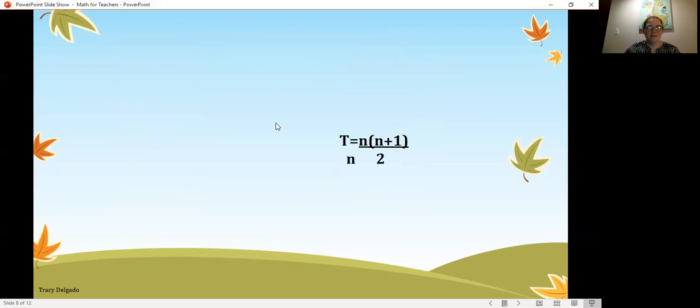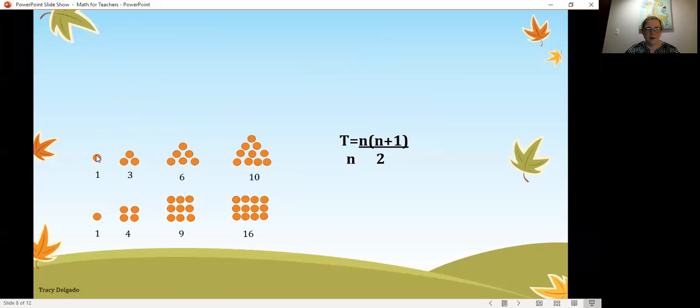And the next one is going to be the triangular numbers and the square numbers. Tn equals n times n plus 1 divided by 2. And this one is a sequence of 1, 3, 6, and 10, and 1, 4, 9, and 16.